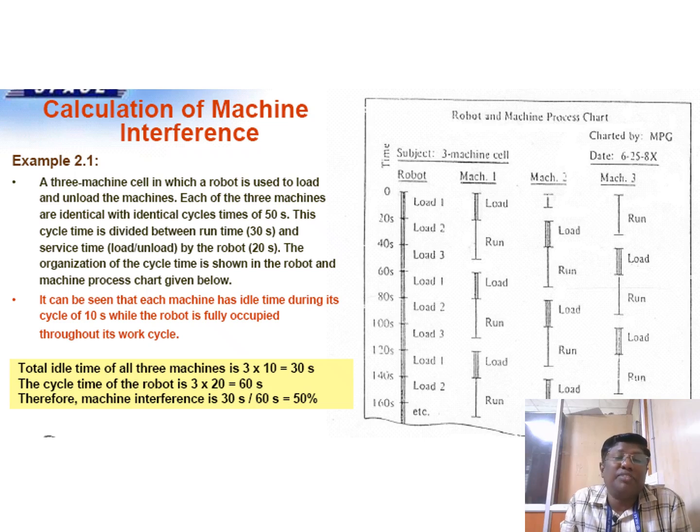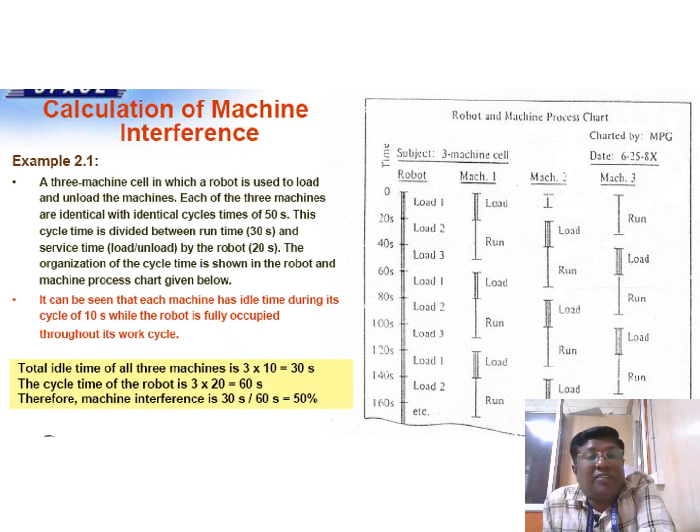We should identify what the total is. The total idle time of the 3 machines is 3 into 10 seconds, so 30 seconds. The cycle time of the robot is 3 into 20. The machining time is 30 seconds and loading and unloading is 20 seconds, so there is a 10-second gap. Calculating 3 into 20 gives 60 seconds. Therefore machine interference is 30 by 60, so a 50% chance of machine interference.